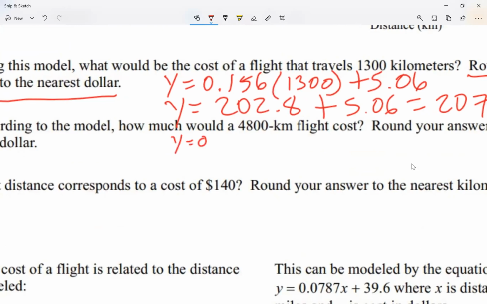It's equal to 0.156 times 4,800 plus 5.06. That's the equation that we were given, right?